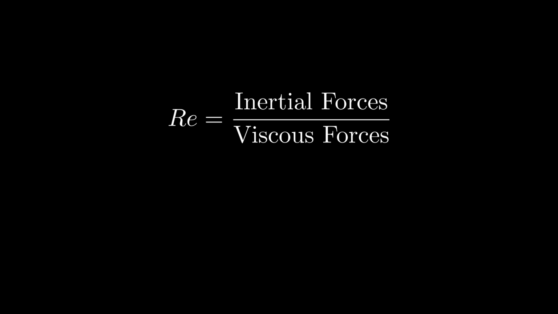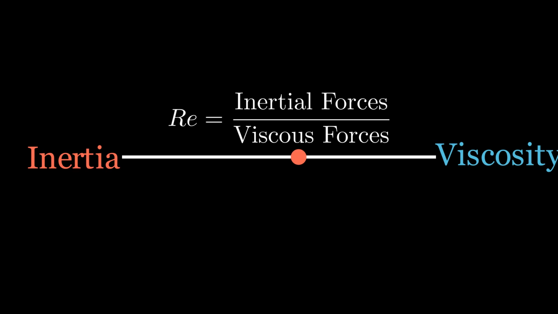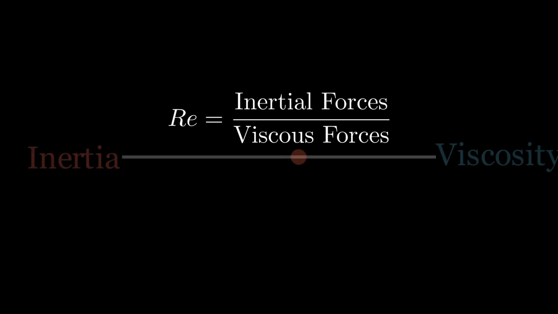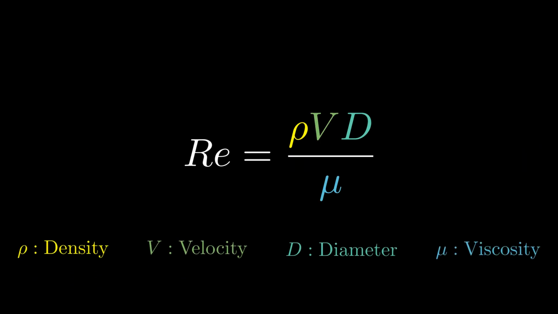We use a magic number called the Reynolds number, or think of it as a tug-of-war. On one side, we have inertia, the fluid's desire to keep moving fast. On the other side is viscosity, the fluid's stickiness or internal friction. Mathematically, we write it like this: Re equals rho times v times d divided by mu. Rho is density, v is velocity, d is diameter, and mu is viscosity.